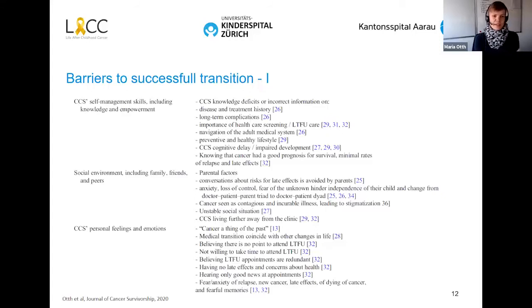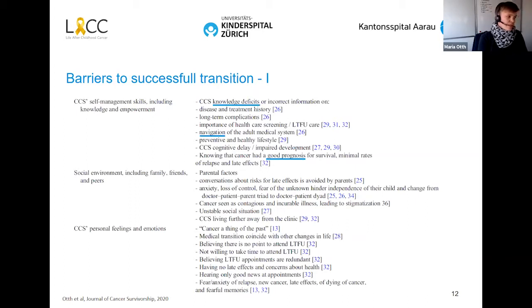Now in the next slides, and I will absolutely not go into detail, I just want to show you the different barriers, and later also facilitators, mentioned especially by survivors, parents and healthcare providers in each of these 8 categories.